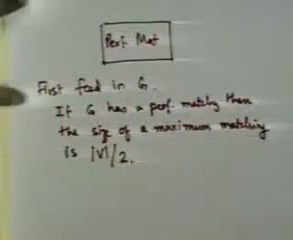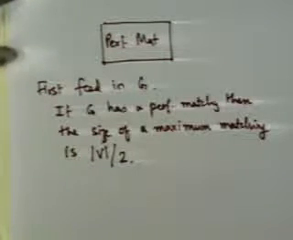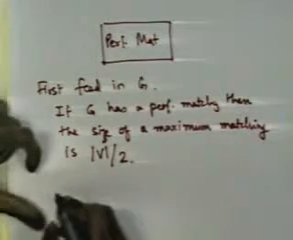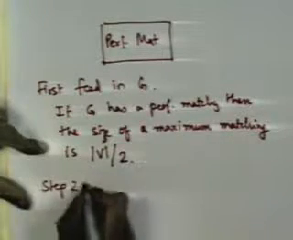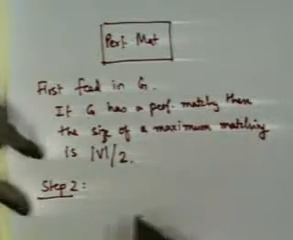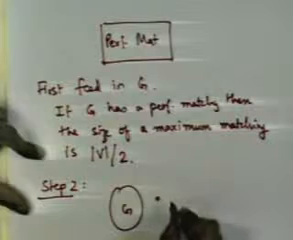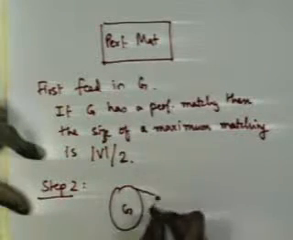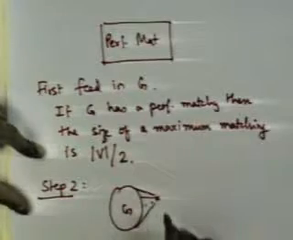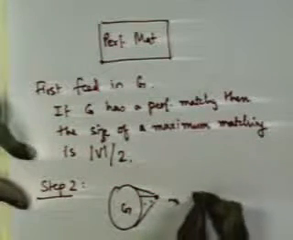Okay, so supposing it says that G does not have a perfect matching, now what do you do? What you do is this: step 2, you take G, add a new vertex, and connect it to all vertices in G. Now call this graph G1.